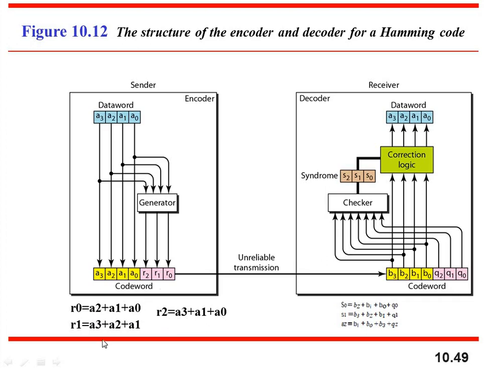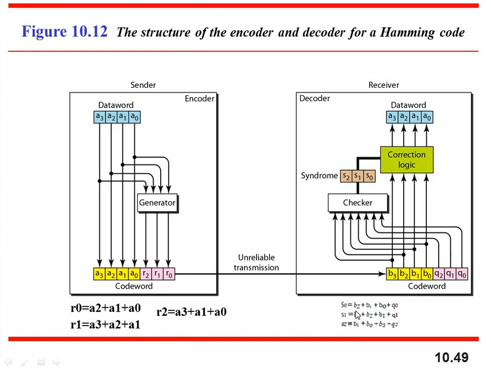So other combinations are also possible that you can decide. So you can combine A1, A2, A3 as R0. That is quite possible. So that generation you need to decide.